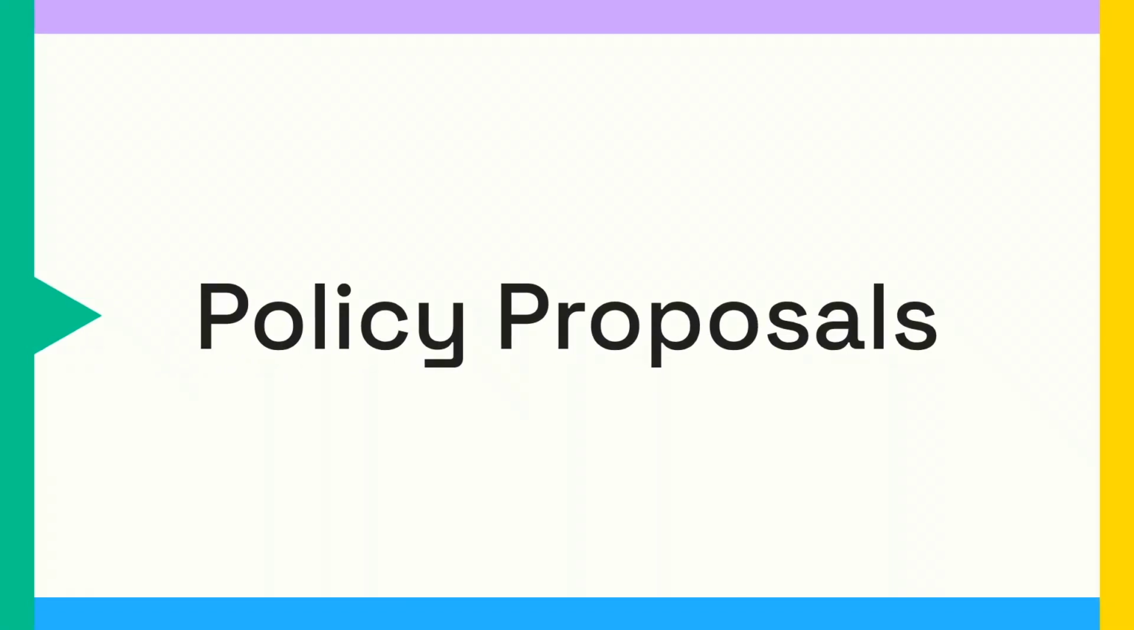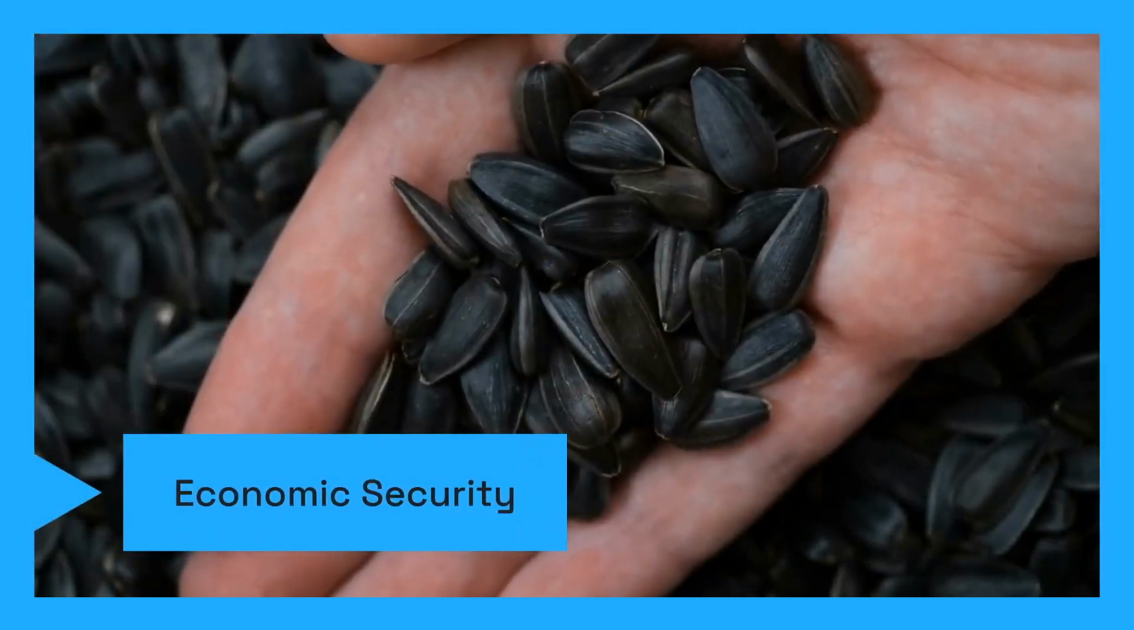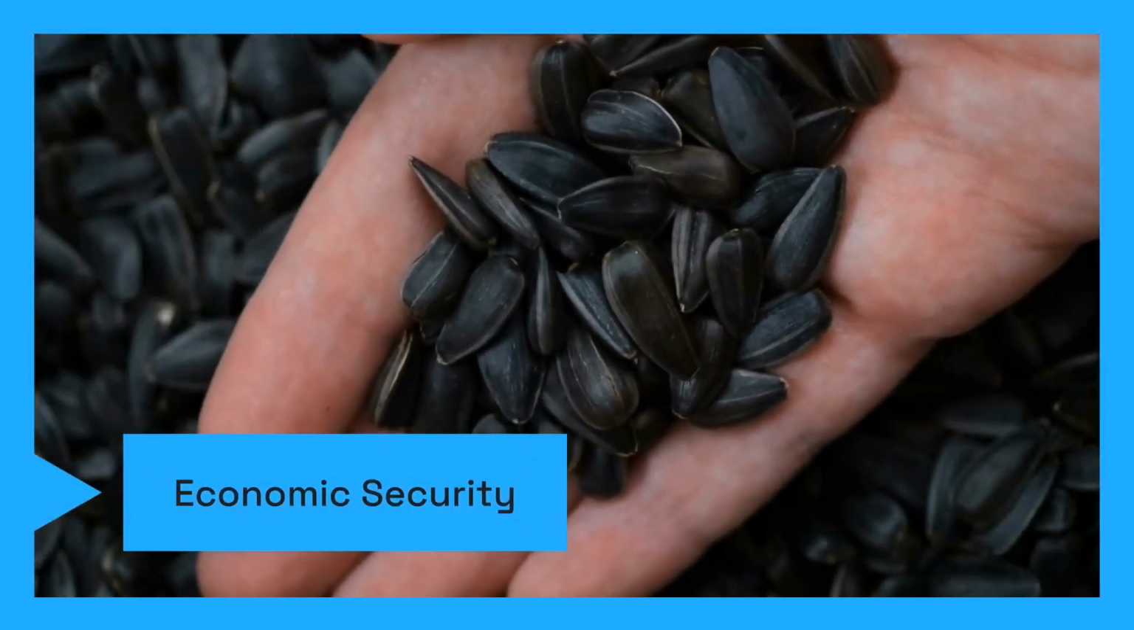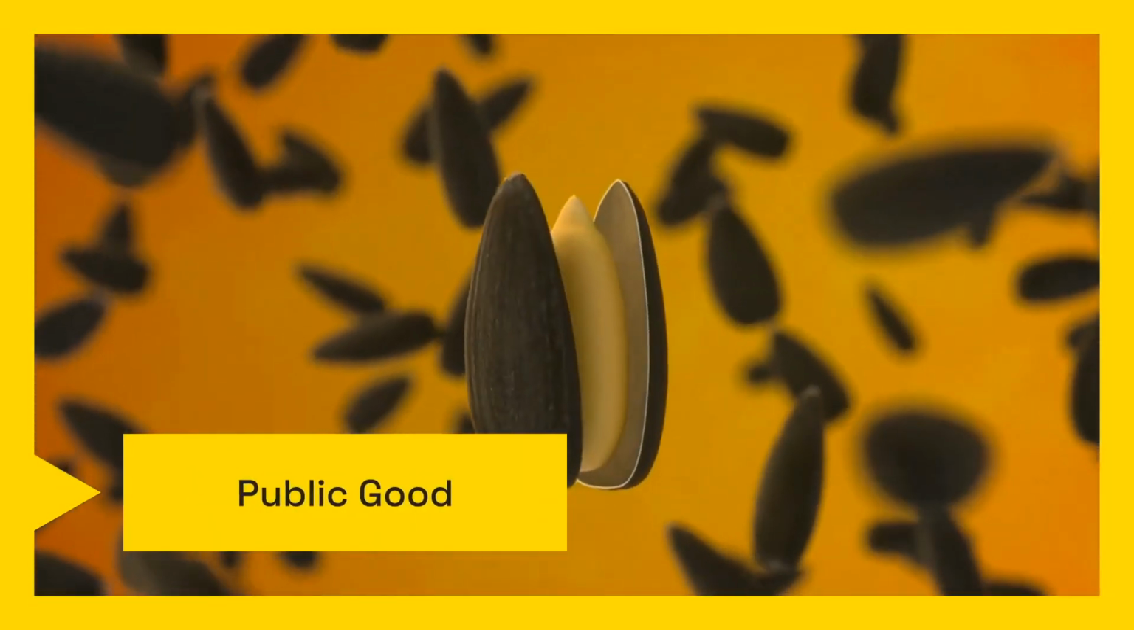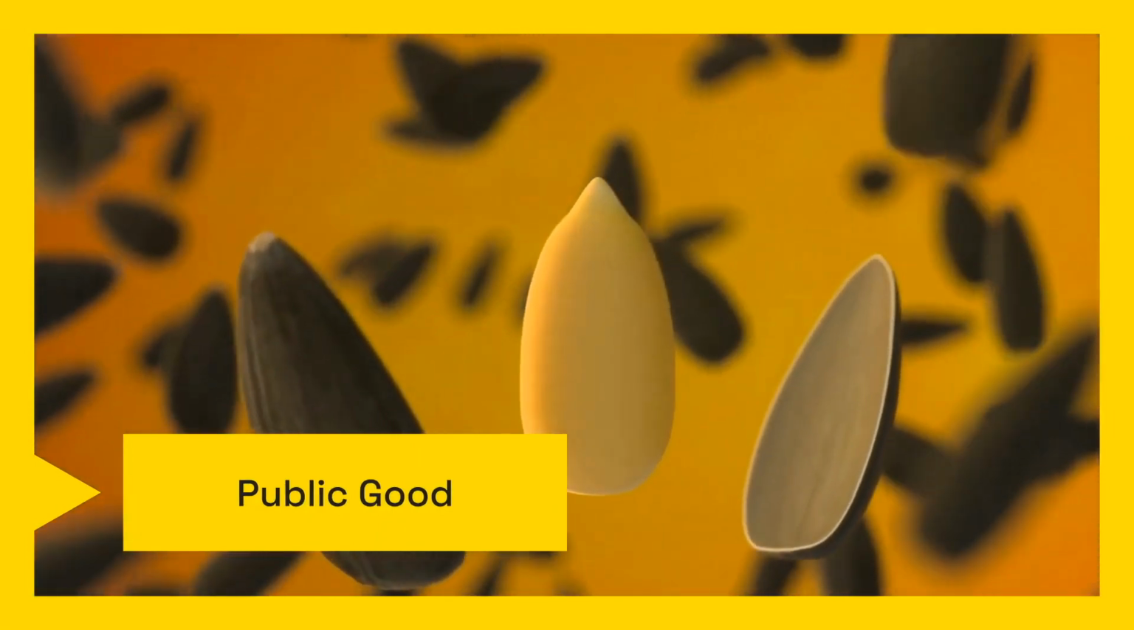Mr. Fuzzy's key policy proposal is a universal basic income of sunflower seeds. This symbolic gesture represents ensuring economic security for every Canadian. Integrating sunflower seeds as a public good ensures accessibility and inclusivity for all citizens.